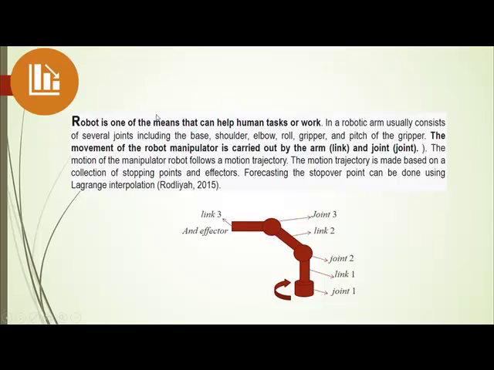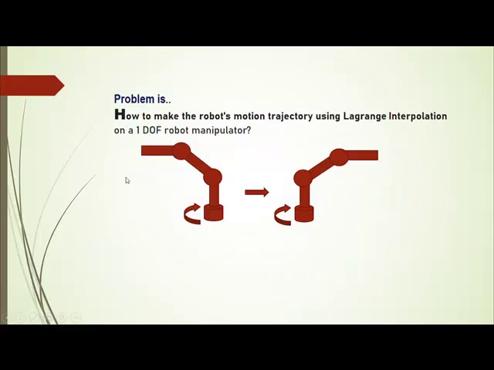We talk about robots. A robot is one of the means that can help human tasks or work, and the movement of the robot manipulator is carried out by the arm. An arm is a link and a joint. This is a joint, and this is a link. The problem is how to make the robot motion trajectory using Lagrange interpolation.